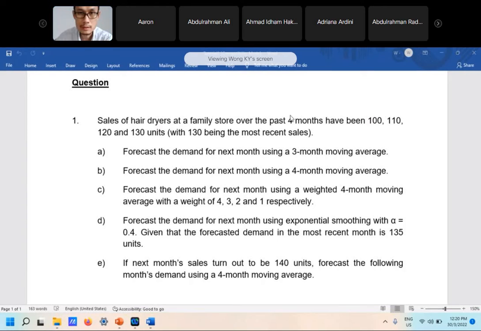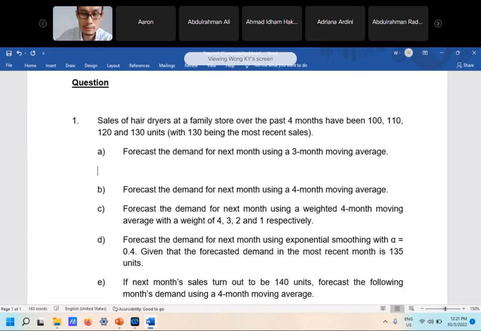Okay, let's discuss. The question says sales of hair dryers at the family store over the past 4 months have been 100 units, 110 units, 120, and 130 units, with 130 being the most recent sales. So it means the most recent one is 130, followed by 120, 110, and 100. Right, clear? So first, question A: forecast demand for next month, meaning the coming month, using a 3-month moving average.